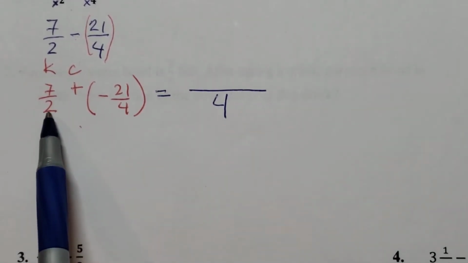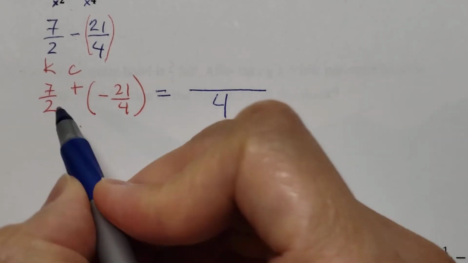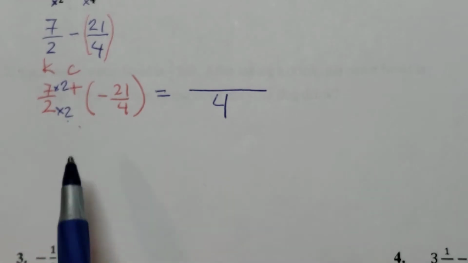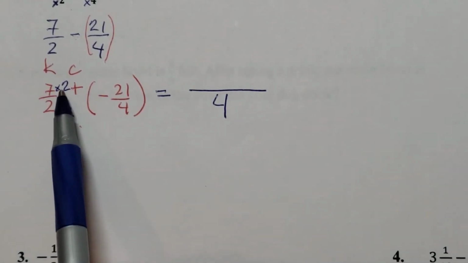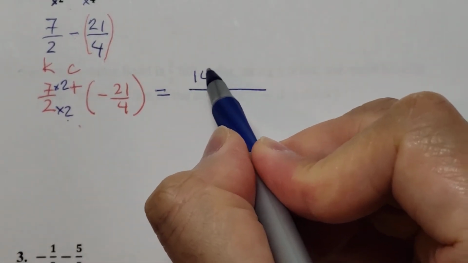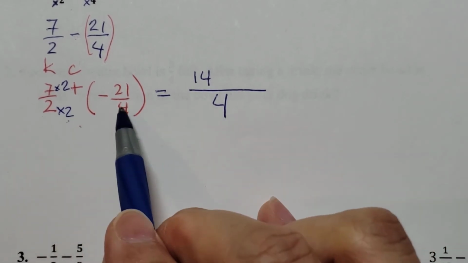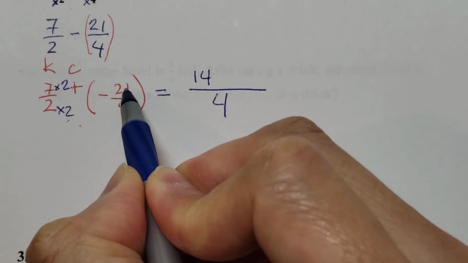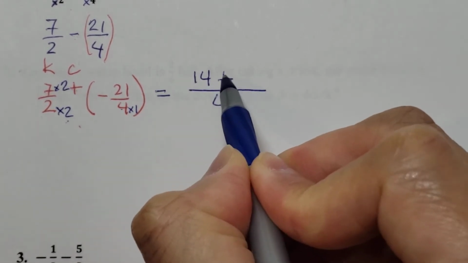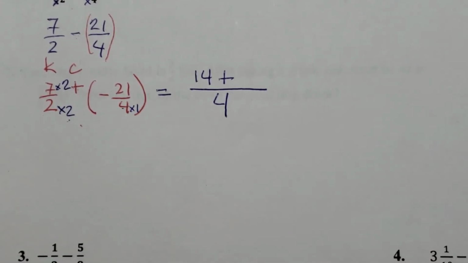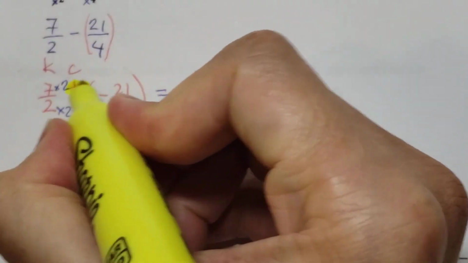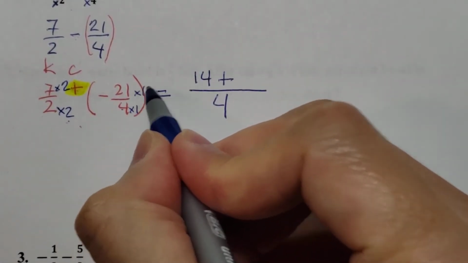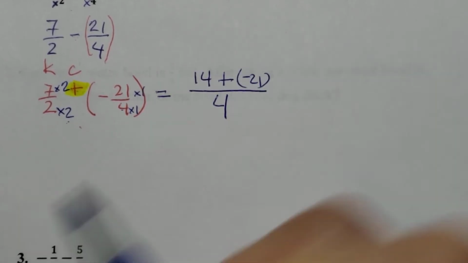So what did you multiply to 2 to get 4? So we multiply by 2. Whatever you do in your denominator, you do in your numerator. The bottom and the top. So 7 times 2 is 14. 2 times 2 is 4. Now this stays the same because 4 times 1 gives you 4. So you got the plus sign, don't forget, because we changed this to an addition problem already. Then we got negative 21 times 1 gives you negative 21.